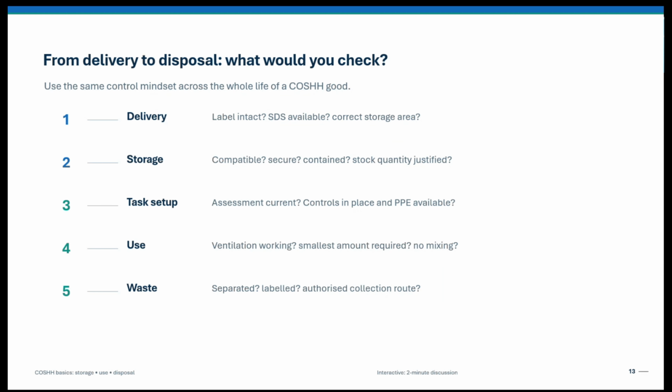So from delivery, what would you check? Delivery: the label to be intact, the MSDS to be available, and the correct storage area available. Storage: is it compatible with other goods that are in the area? Is the area secured, contained, and is the quantity of stock justified? Task setup. So assessment: is the COSHH assessment current and in date, and does it reflect what is in use? And are the controls in place, and is the PPE actually available that's required?